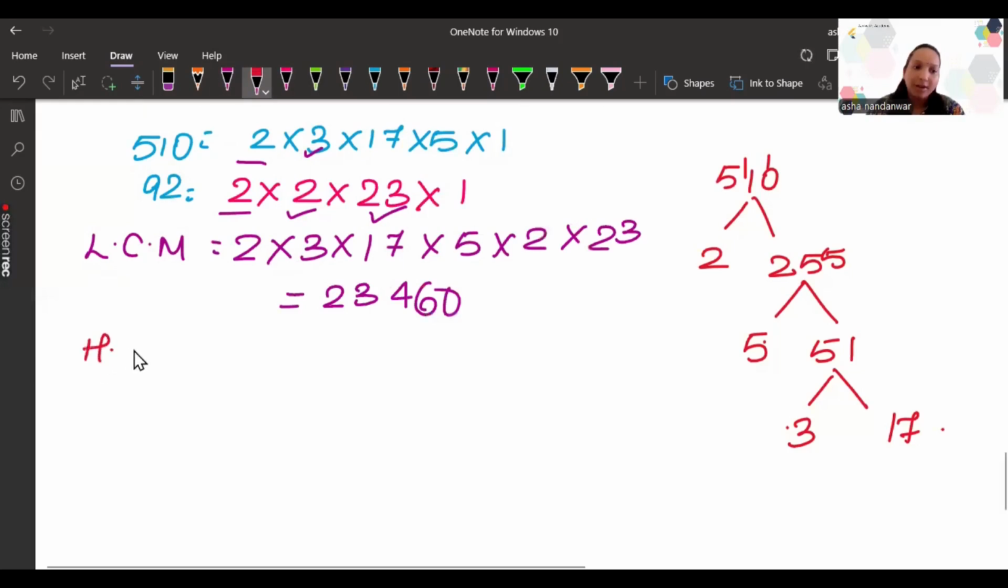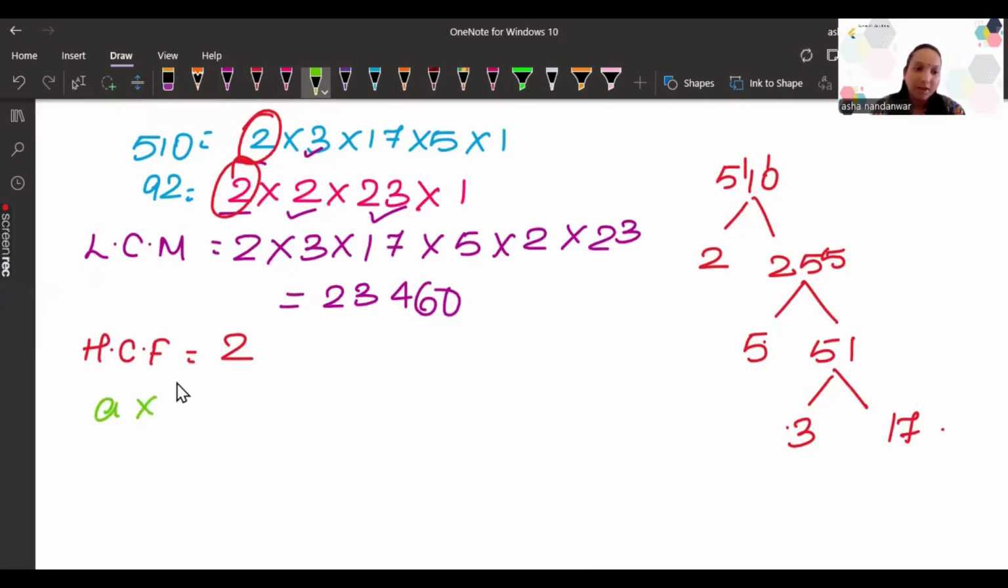Now the highest common factor. Only one common is there, which is 2. So we will be taking the HCF as 2 as well. Now it's time to verify, because in the question it is said that we have to verify.